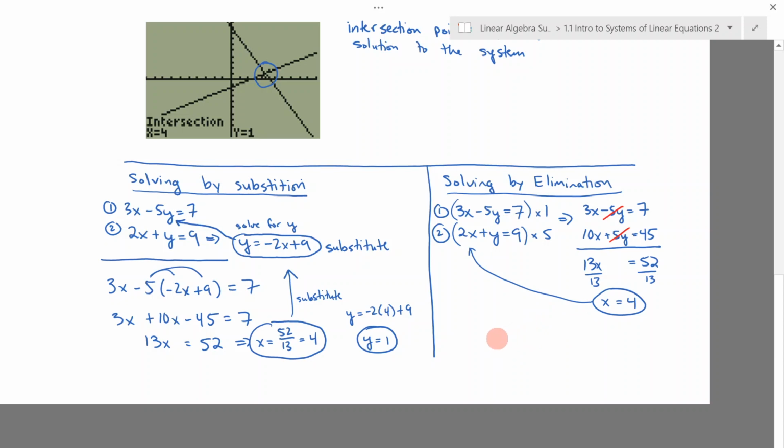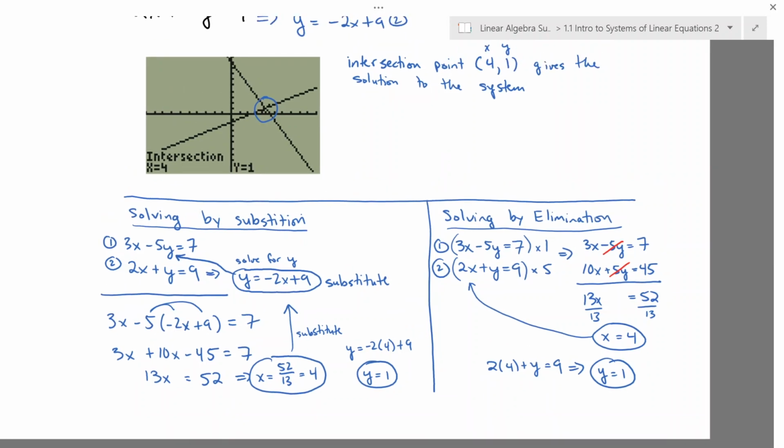So 2 times 4 plus y is equal to 9. And then, so this is 8. So I subtract 8, so 9 minus 8 is 1, so y equals 1. Okay, so I also get the same answer by elimination.